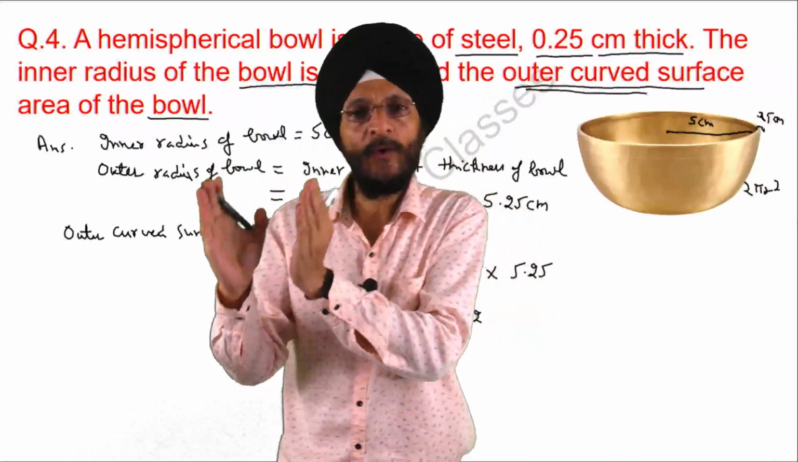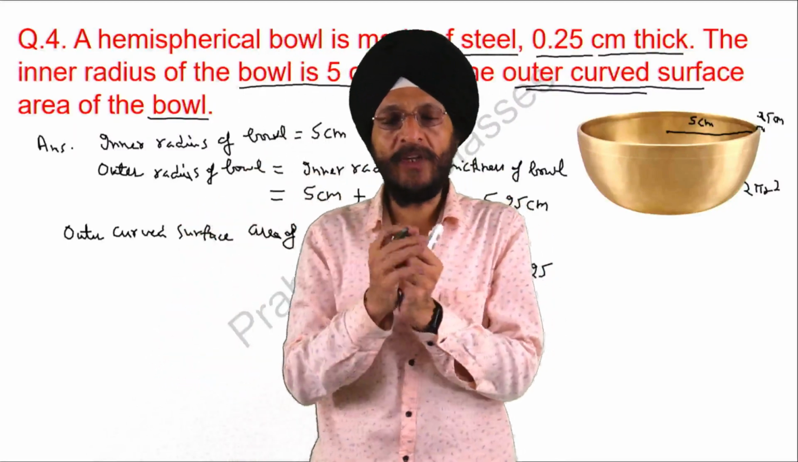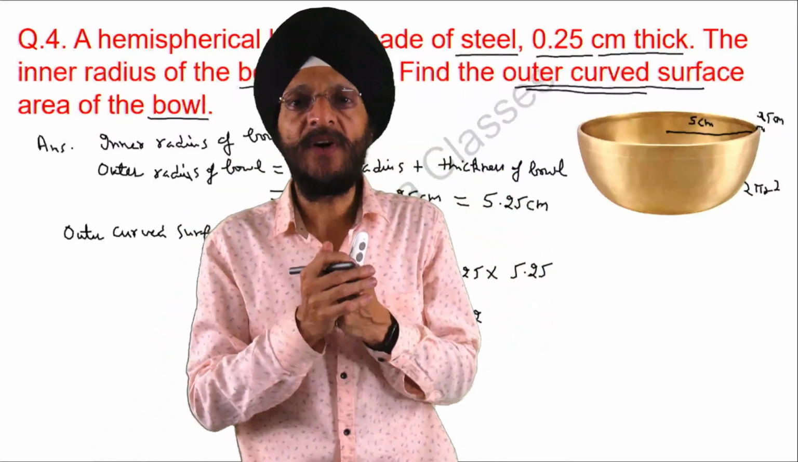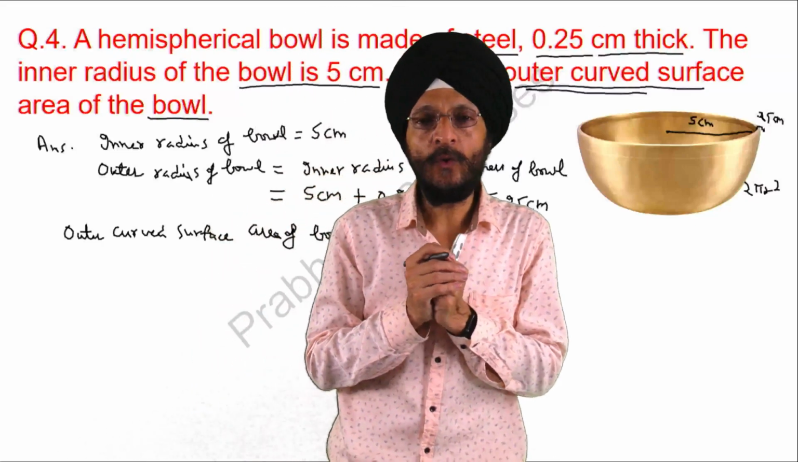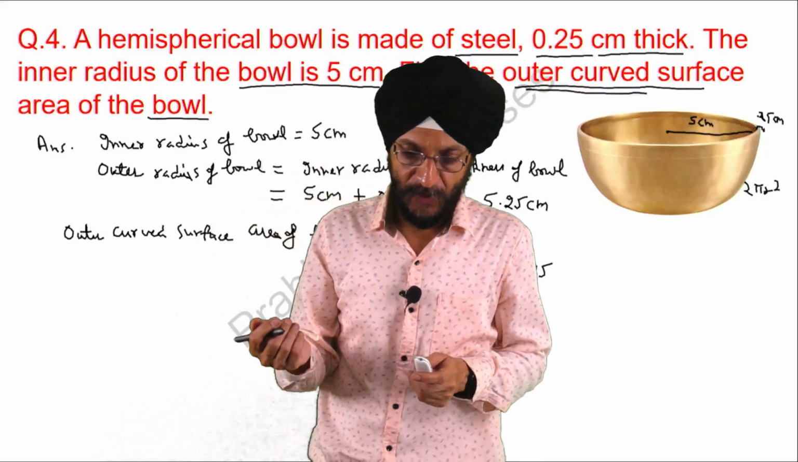Here what we have done, we were given inner radius and the thickness of the bowl. From that we calculated the outer radius, and after arriving at the outer radius, we used the formula 2 pi r square to calculate the outer curved surface area of the bowl.